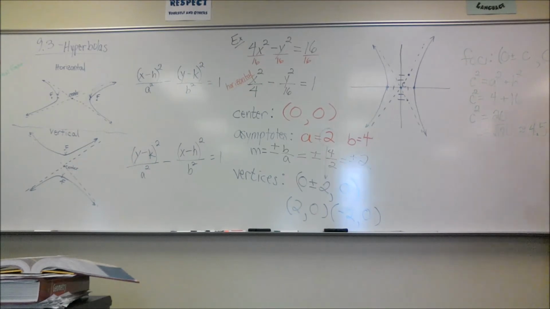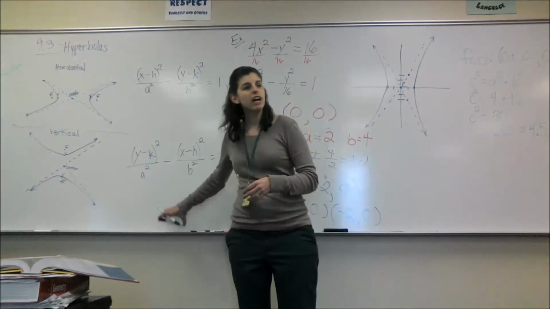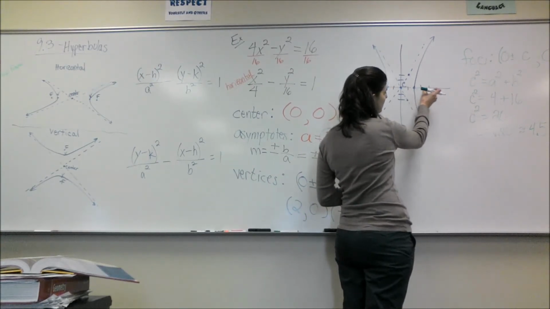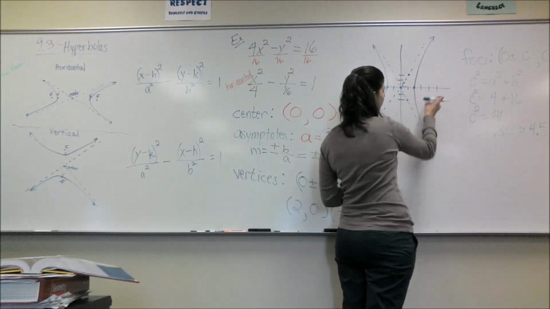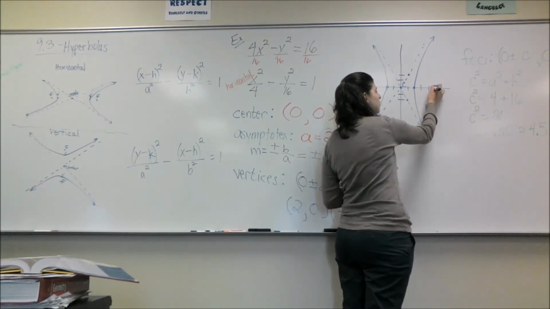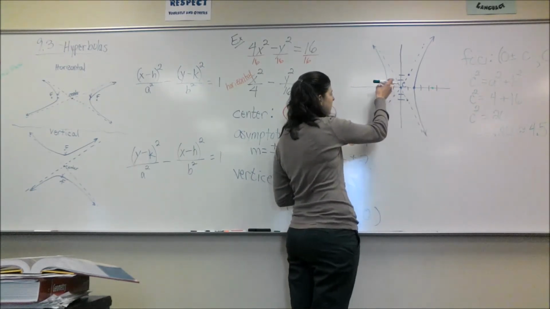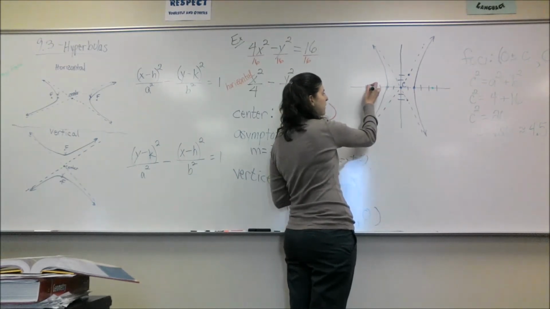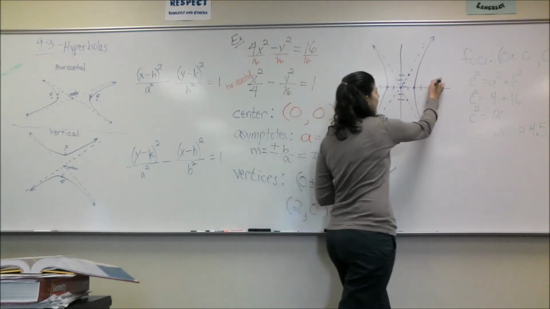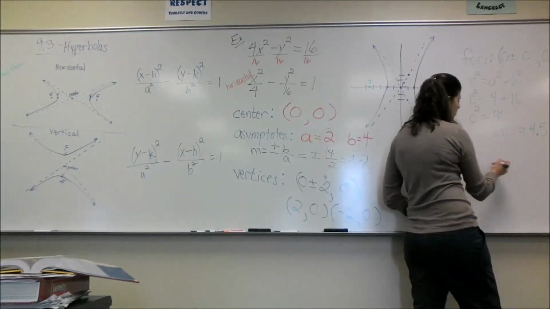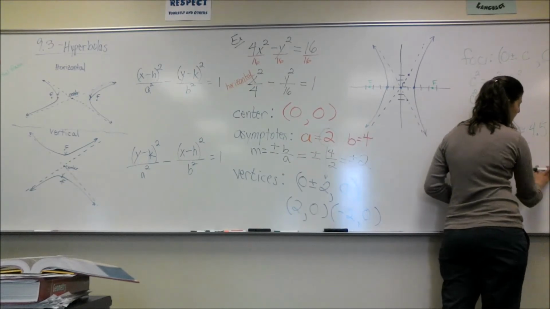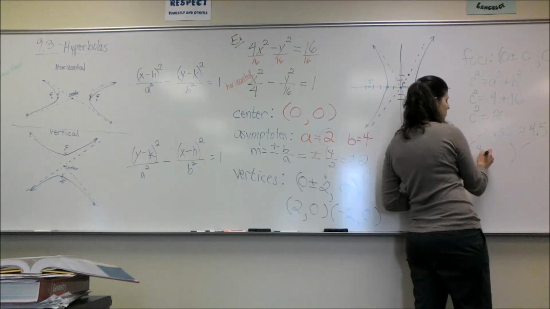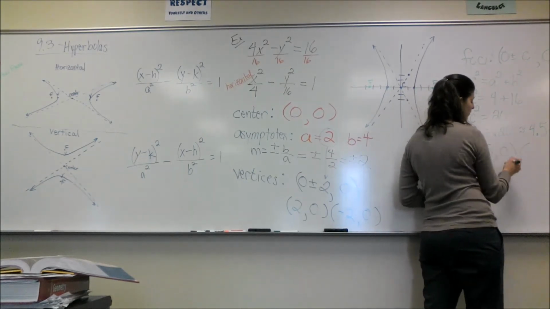Okay? So my foci, so that's 2, so this is going to be 4.47, so 4.5 rounded. And negative 4.47, or 4.5. There's my foci. So my 2 foci ordered pairs, and then I'm going to ask you what you notice about these foci versus the last one as they relate to the vertices.